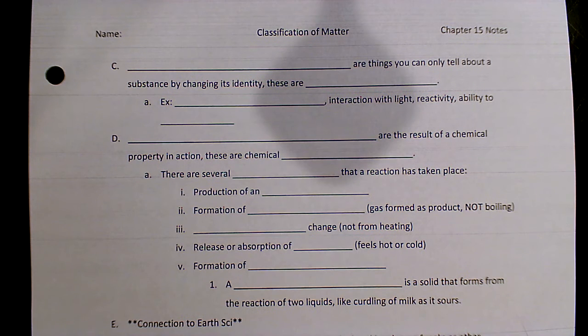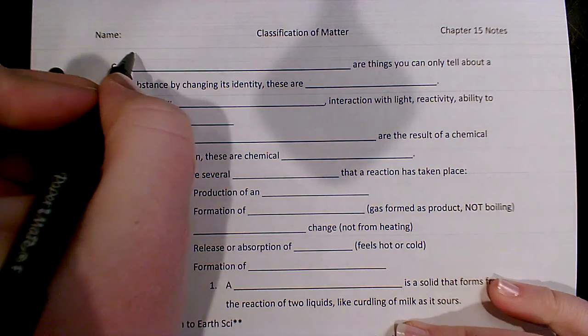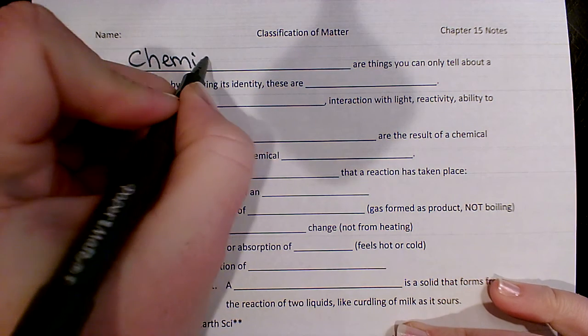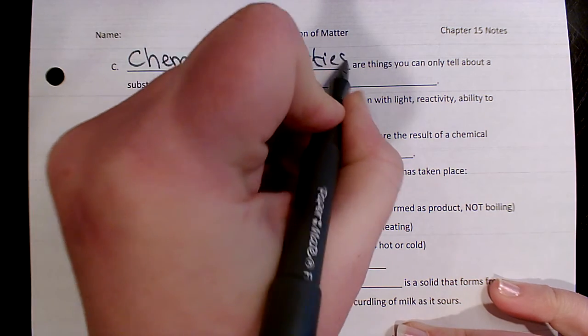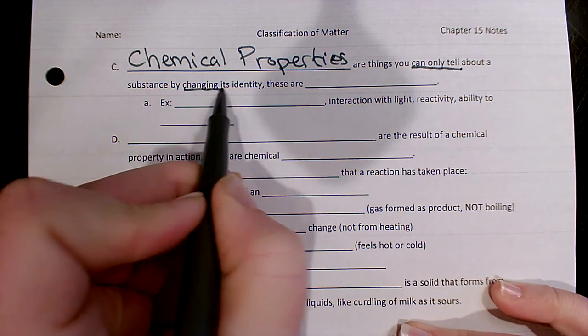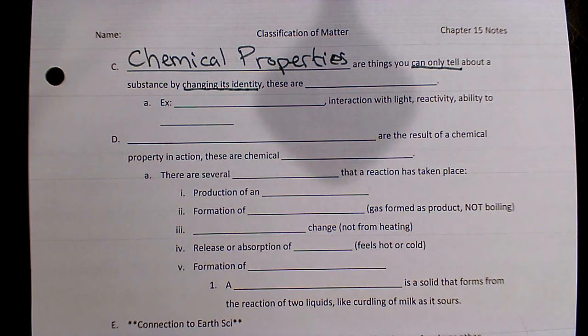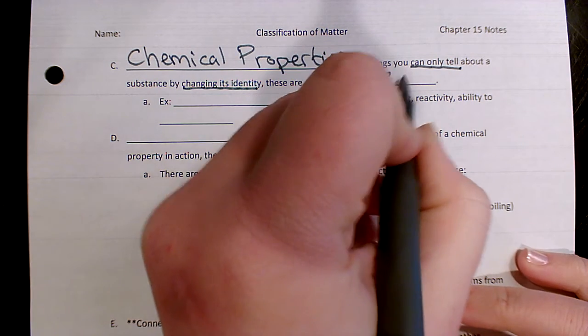Okay, so those are all physical. So those are all things we could do without changing the identity of the substance. So this is going to be the opposite. We have chemical properties, which are things you can only tell about something by changing its identity. Okay, so these are what I like to call abilities.